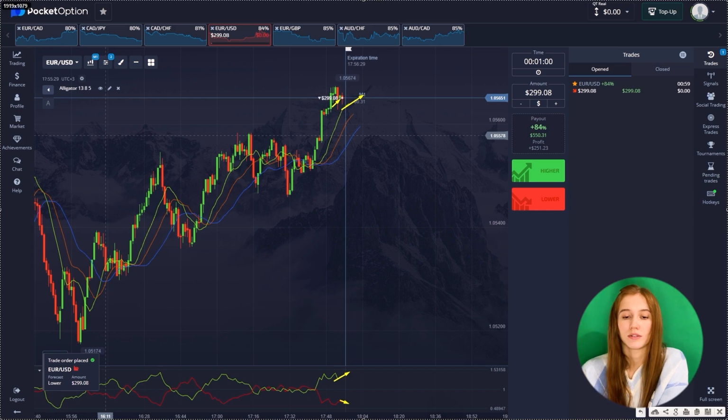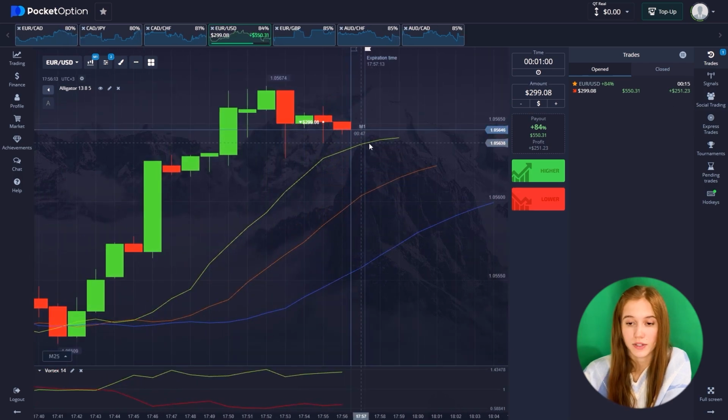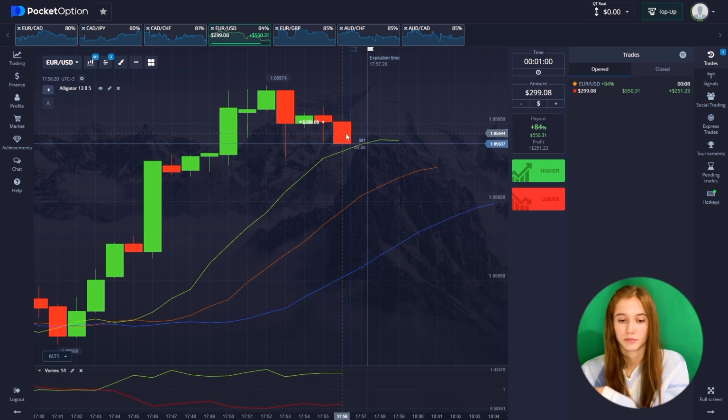By vertex, the same situation. Let's see. 17 seconds left until the end. Zoom. Our points of opening.